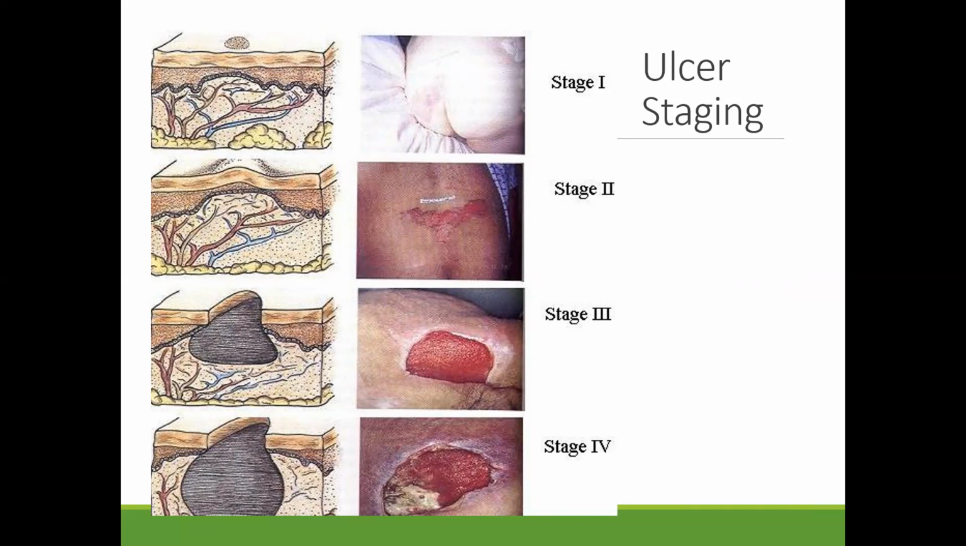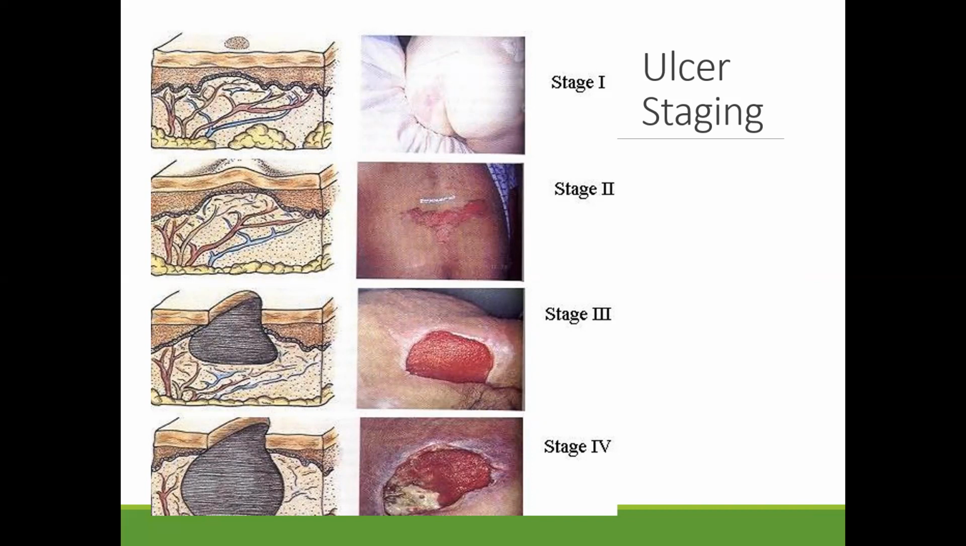A stage 2 is a break in the epidermis or a blister. Our skin has epidermis, then dermis, then subcutaneous tissue. The stage 2 is a break in the epidermis or a blister, because the blister has now stretched the epidermis. Stage 3 is a break in the epidermis, the dermis, down into some of the subcutaneous tissue. And stage 4 can be all the way down to the structure of the bone.